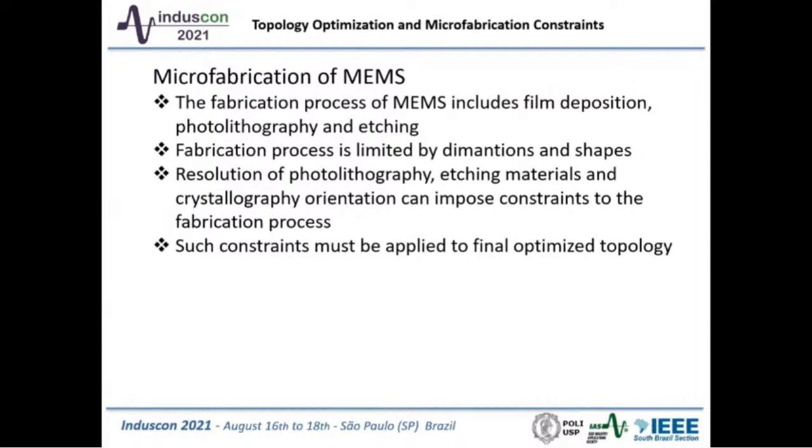The fabrication process of MEMS devices includes film deposition, photolithography, and etching. The fabrication process is limited by dimensions and shapes, and the resolution of photolithography, etching materials, and crystallography orientation can impose constraints on the fabrication process. Such constraints must be applied to the final optimized topology.